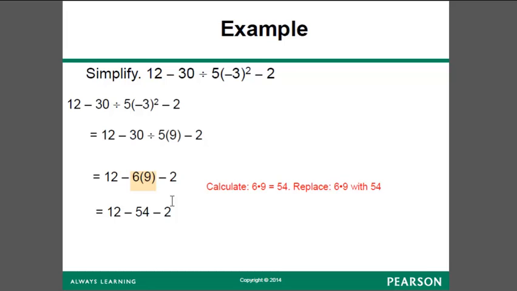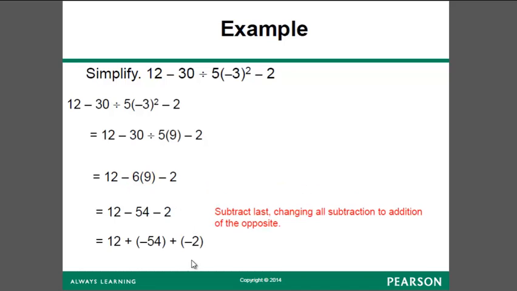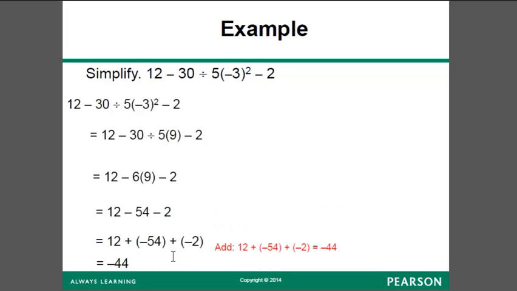After getting negative 54, I can change everything because now all I have is addition and subtraction. I have 12 minus 54 minus 2. I can change those into adding their opposites, and then do their subtraction or addition, and I get negative 44.